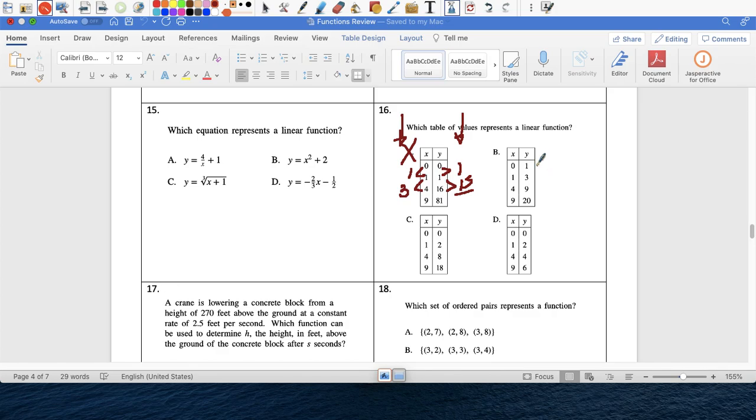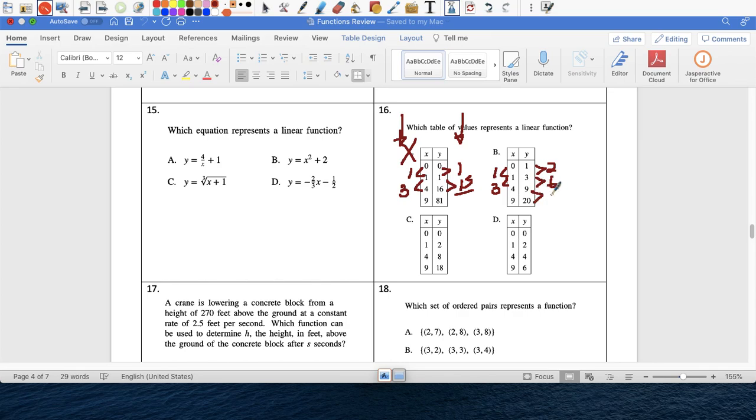1 to 3 is 2. 3 to 9 is 6. And then on the other side, 0 to 1 is 1, and 1 to 4 is 3. So again, take this, the y difference, and divide it by the x. So 2 divided by 1 is 2. 6 divided by 3 is 2. So that looks good. And then let me do one more.